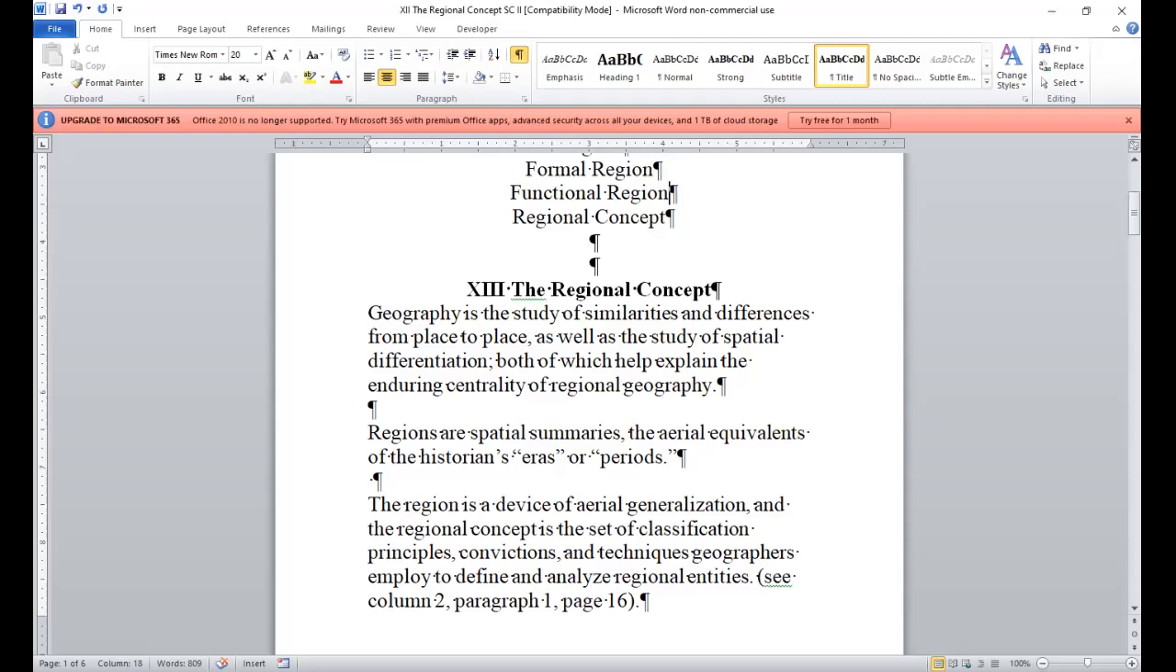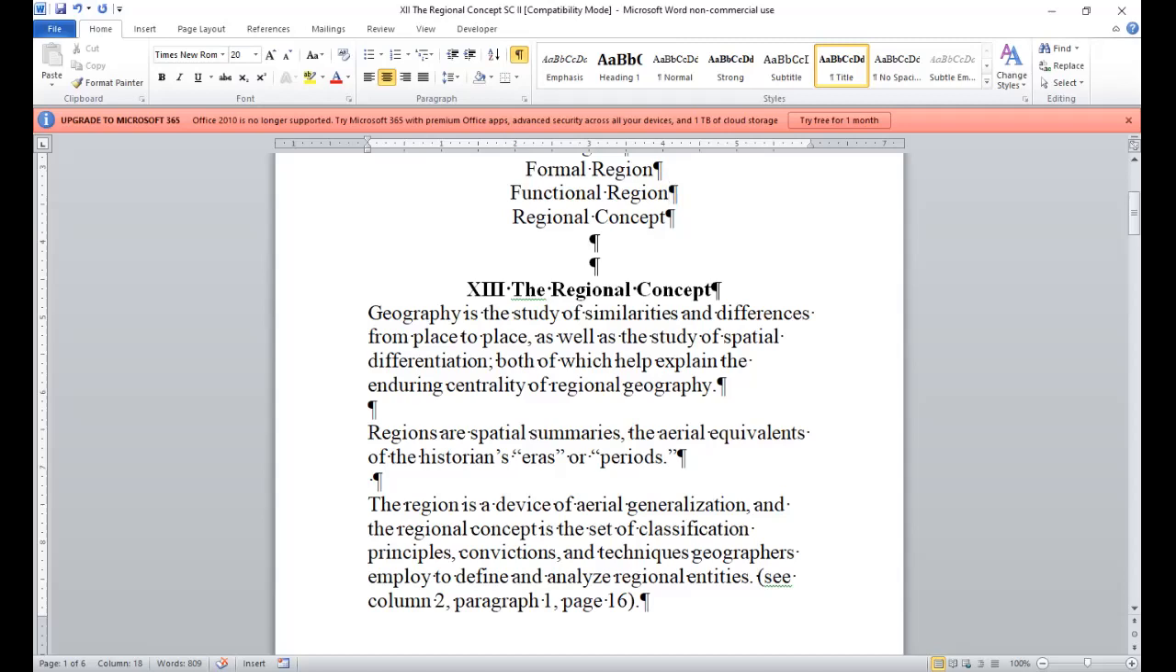Now, the regional concept. Geography is the study of similarities and differences from place to place, as well as the study of spatial differentiation, both of which help explain the enduring centrality of regional geography.